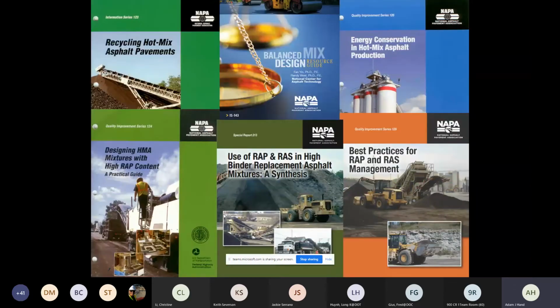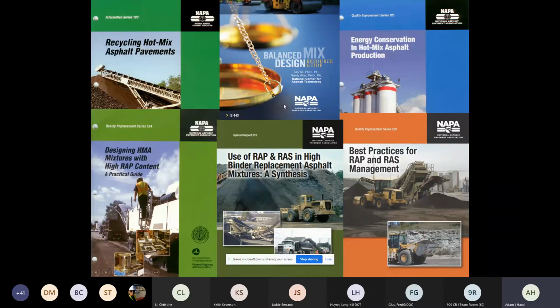This last slide is just again, here's a bunch of NAPA resources available to you. Some of those you can download for free. Some of them you have to pay for. But the stuff around sustainability is all free. And this is their most recent publication, on balanced mix design.